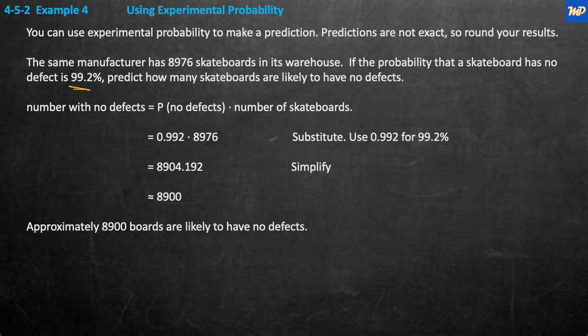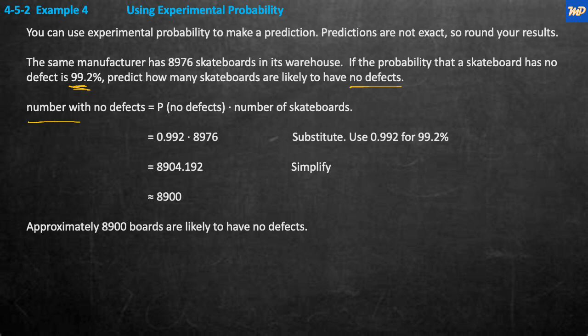So again, they want the same prediction, but now we took a sample and found out what the ratio of defects was, and now they're applying it to a full stock. They could have 1,000,000 skateboards and they'd still use that 99.2%. Okay, so what is that?